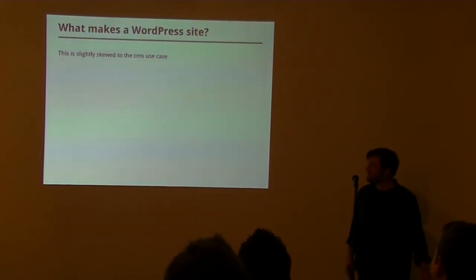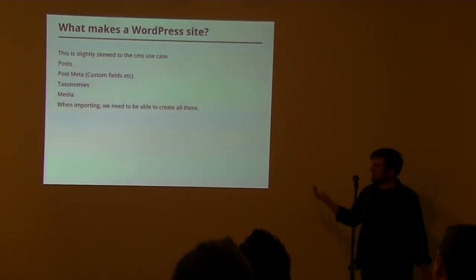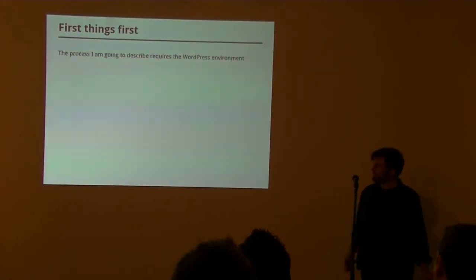This is slightly skewed to the CMS use case. What makes a WordPress site? What I'm going to list here is for when you're using it as a CMS. So posts and pages and all the custom post types. Post meta, which is your custom fields and the hidden stuff that WordPress uses for management. Taxonomies and media. We need to be able to create all these different types.